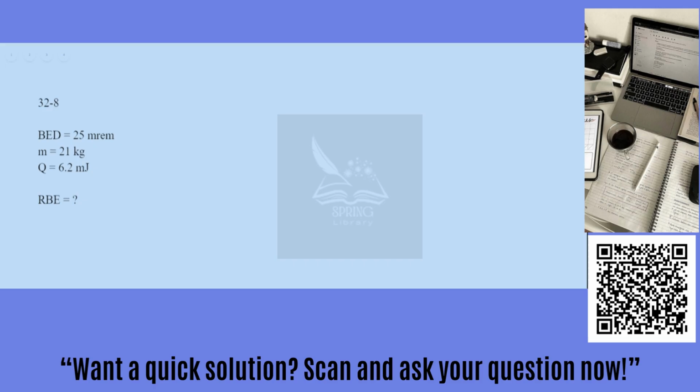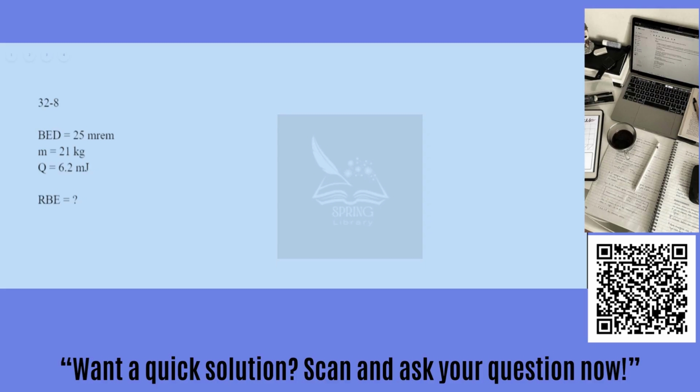All right, question 8 in chapter 32 states that the biologically equivalent dose for a typical chest x-ray is 2.5 times 10 to the negative 2 rem, or 25 millirem. The mass of the exposed tissue is 21 kilograms, and it absorbs 6.2 times 10 to the negative 3 joules of energy, or 6.2 millijoules. What is the relative biological effectiveness, or RBE, for this radiation on this particular type of tissue?